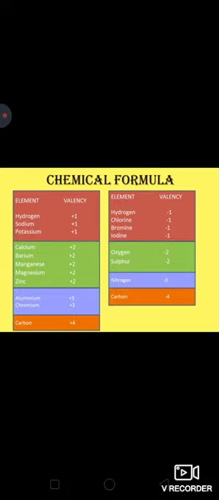So now we will see where we have to take positive valency and where we have to take negative valency. We have to see this with the help of examples. We will see this.